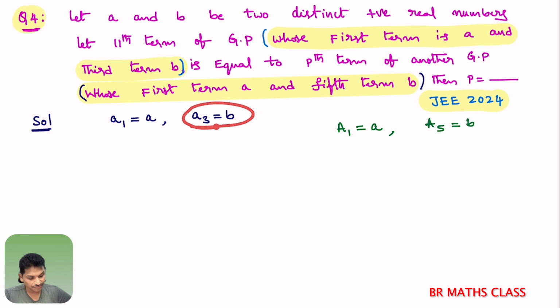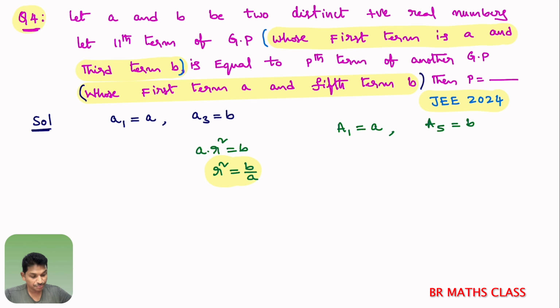Third term of the first geometric progression. What is the formula for the third term? A r square, right? A into r square equal to b. From this, what is r square? r square is b divided by a. I got one piece of information from this.